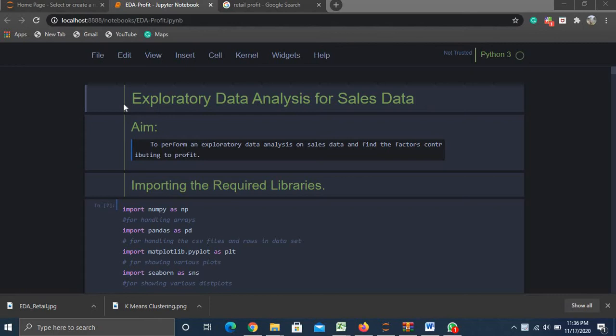So today we're going to perform exploratory data analysis for a given sales data. Before I start, I just want to explain what exploratory data analysis is. Essentially, we're given a bunch of data and we're just trying to find similarities between various data sets. Basically, we are free to do what we want. We're trying to find similarities, which is the highest, which is the lowest. In this case, we're just trying to find what factors contribute to a profit. Okay, so I can see the aim is to perform exploratory data analysis on the data and find factors contributing to the profit.